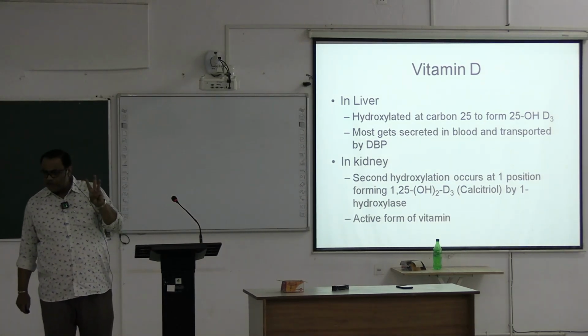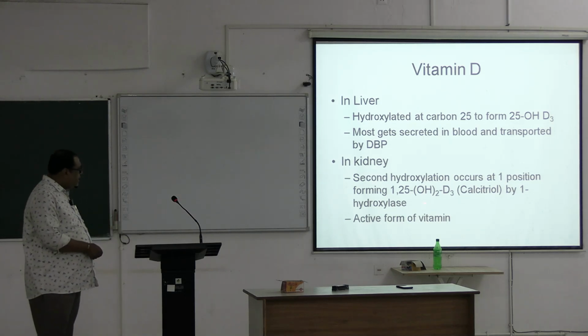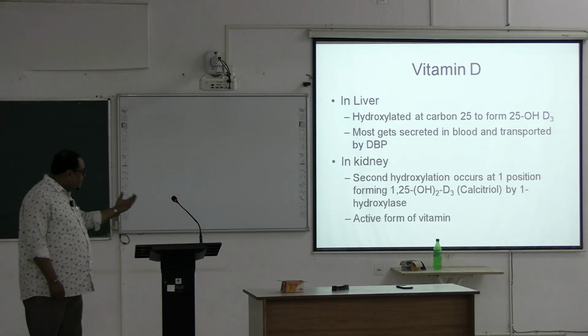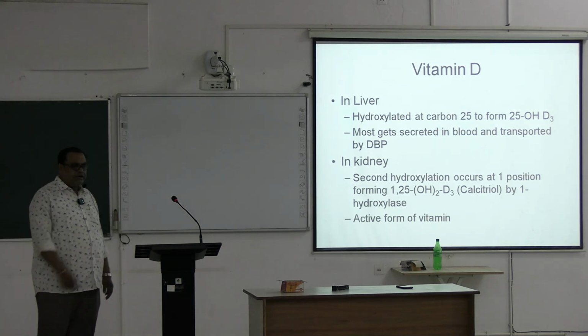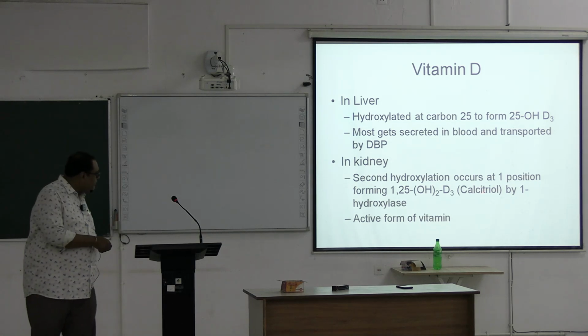Calcitriol means 3 hydroxyl groups, correct? But here we are seeing 1,25 dihydroxycholecalciferol, which is also called calcitriol. Can anyone tell me where is the third hydroxyl group? Why is it called calcitriol?